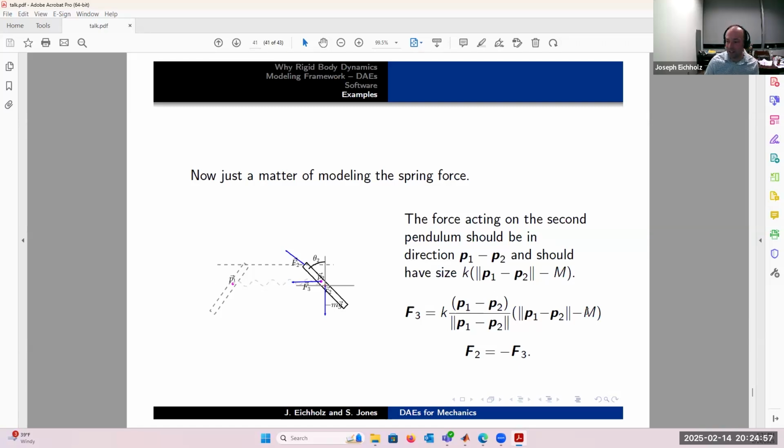Once you've got a distance between your connection points, then you can figure out the amount of extension or compression of your spring. That's no problem. That's right here. And then you know that the spring force should be directed in the direction from P1 to P2. So now the bulk of the work is here in modeling this spring force in vector form. It's the place where I want the focus to be.